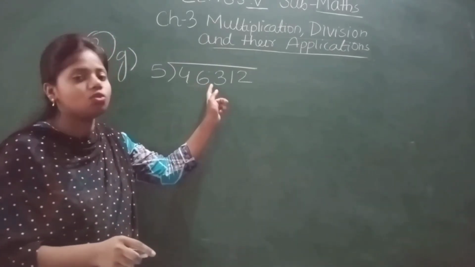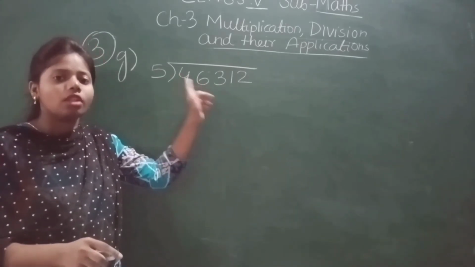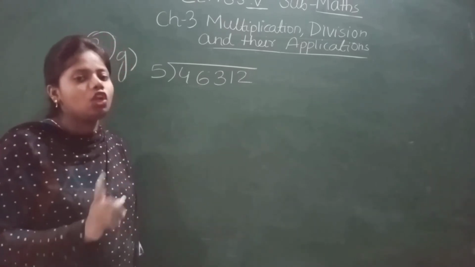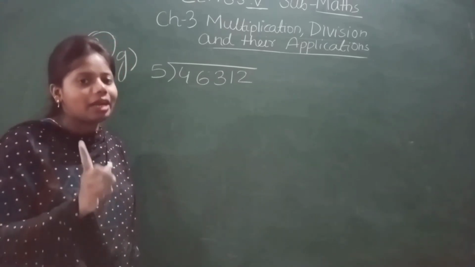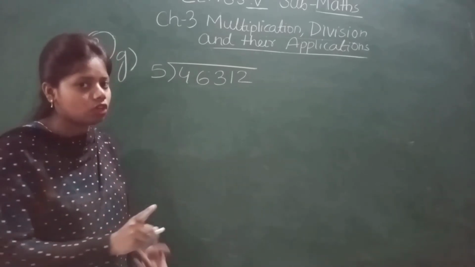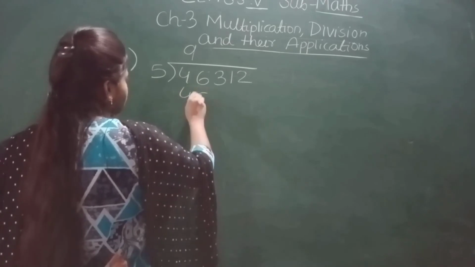Why have we taken 2 digits? Because 4 doesn't come in the 5 table, so we have to take 2 digits. Now it has become 46. Does 46 come in the 5 table? No, it doesn't come, but less than 46 comes. What is it? 45. 5 9s are 45.